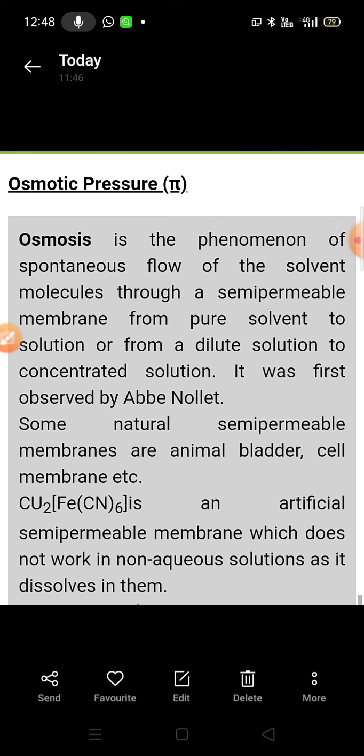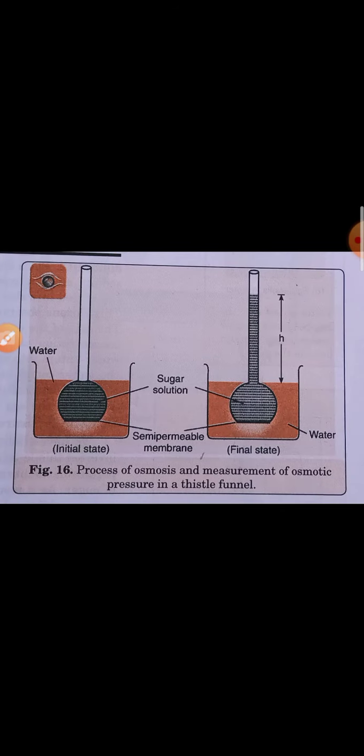Now we see the figure. That will be more clear. In both of the figures, we are observing that water flows from a beaker into the funnel. As a result of this solvent flow, the level of solution in the funnel starts rising. There are two cases, initial and final state. After some time, the level of solution in the thistle funnel becomes constant, indicating that the process of osmosis has stopped.